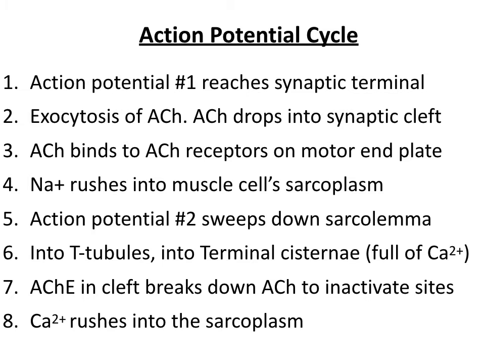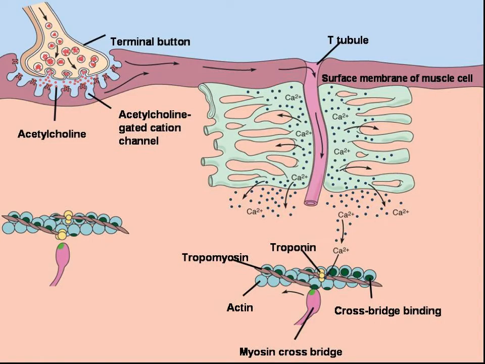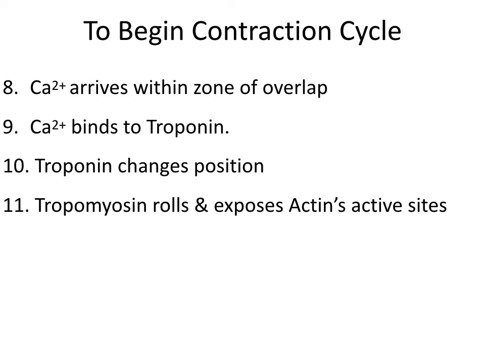Now, if we want to go from 6 to 8, the signal, action potential number 2, sweeps down the sarcolemma into the T-tubules, into the terminal cisternae, and calcium now rushes out of the terminal cisternae and into the sarcoplasm. That's number 8. Calcium rushes out of the sarcoplasmic reticulum and into the sarcoplasm. You see that?